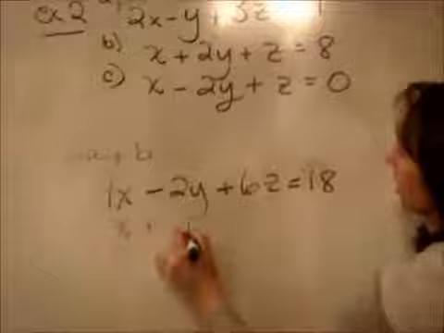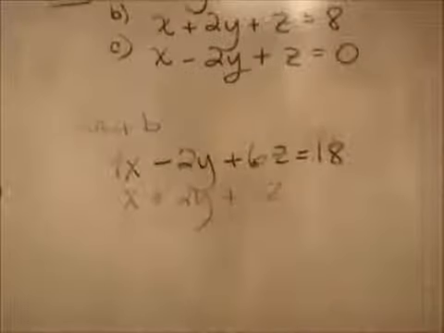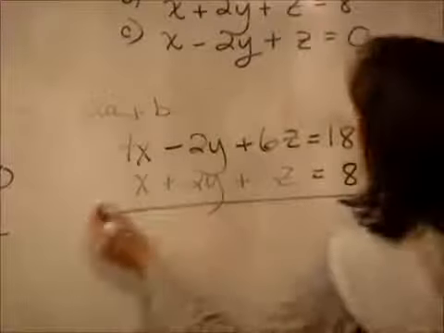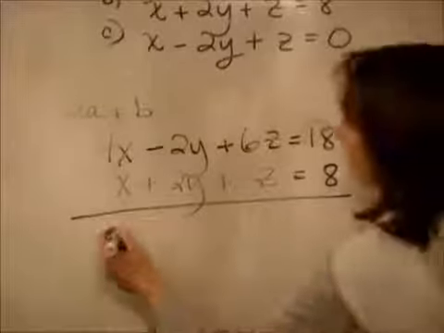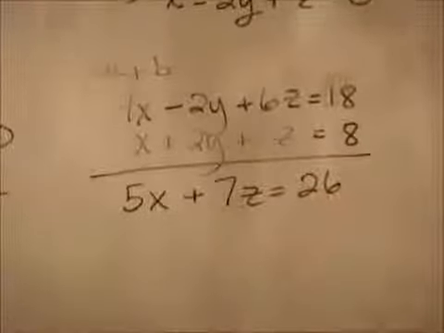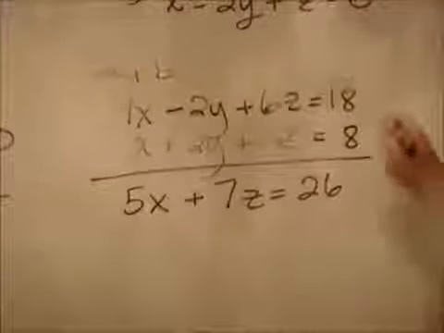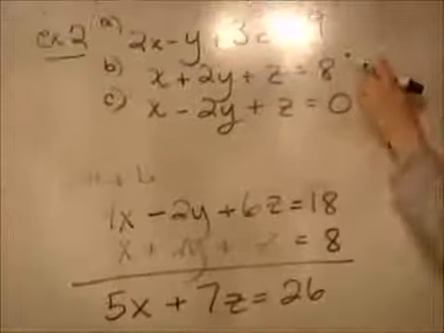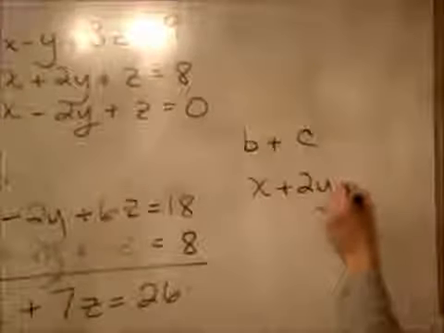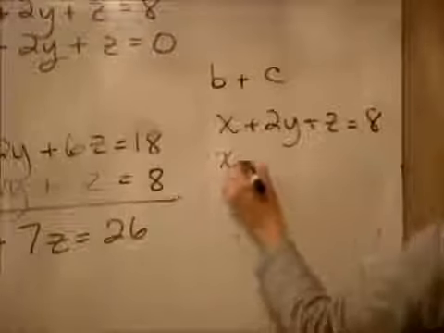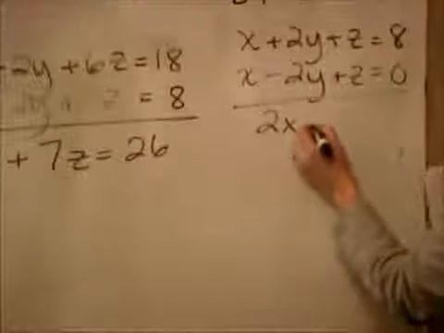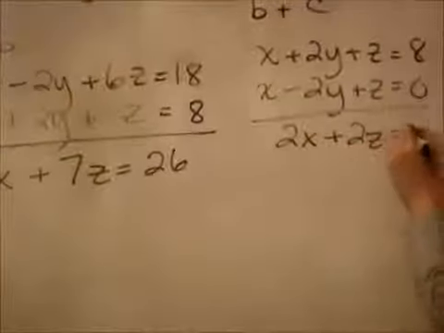x plus 2y plus z equals 8. Now I can just add these two together, and we're going to get 5x plus 7z equals 26. Now I'm going to take b and c, and I can just add them together because the y's are already the opposite and they'll add out. So you get x plus 2y plus z equals 8. x minus 2y plus z equals 0. Add those together, we get 2x plus 2z equals 8.